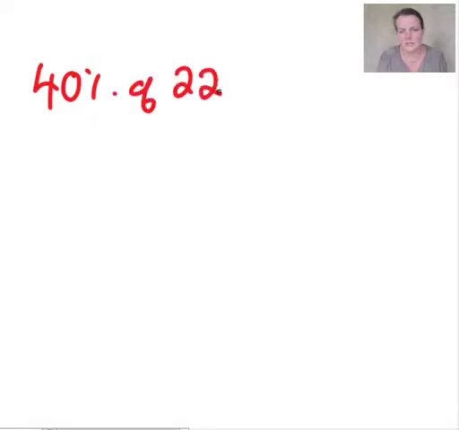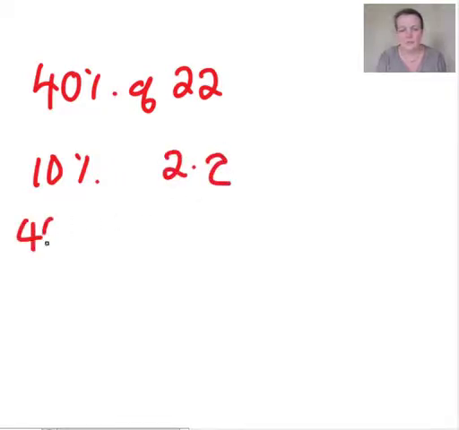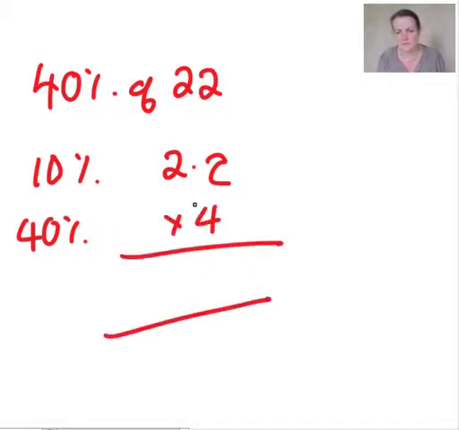Next one, 40% of 22. Now this is another nice one, isn't it? 40% of 22. 10% equals 2.2. 40% will be 4 times that. So if you multiply this side by 4, you multiply that side by 4. 2 times 4 is 8. 2 times 4 is 8. One number after the decimal point, so bounce it in.